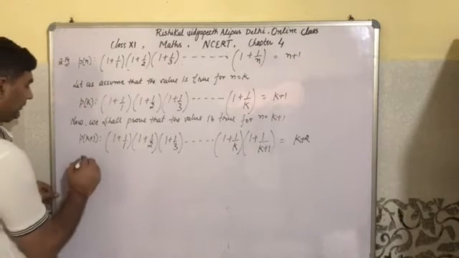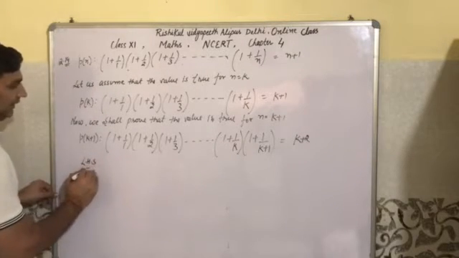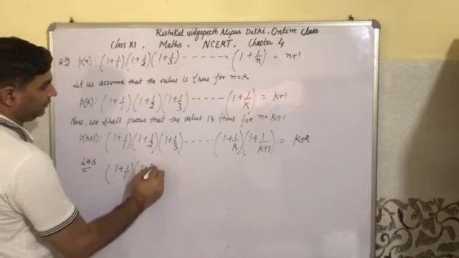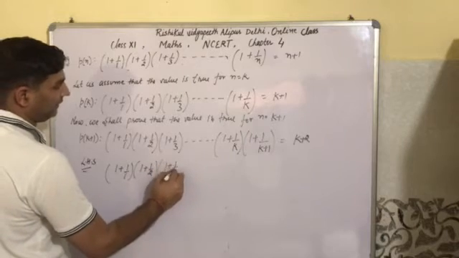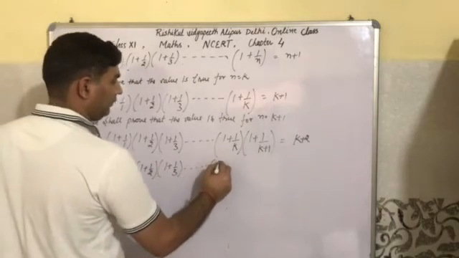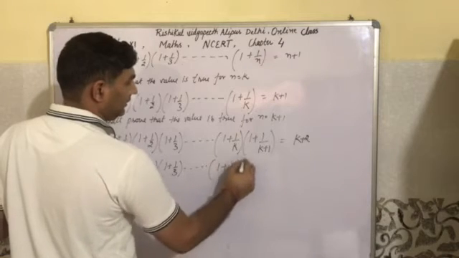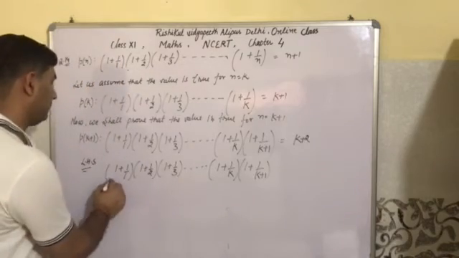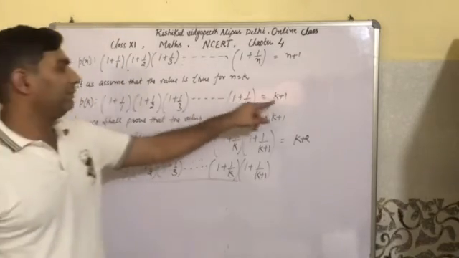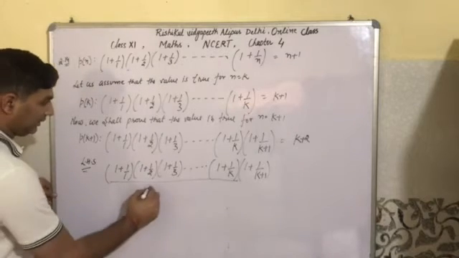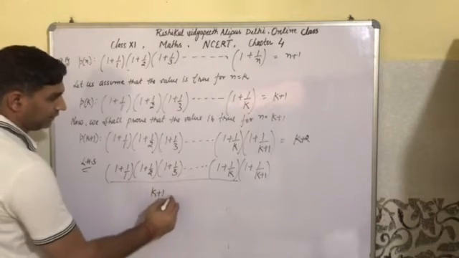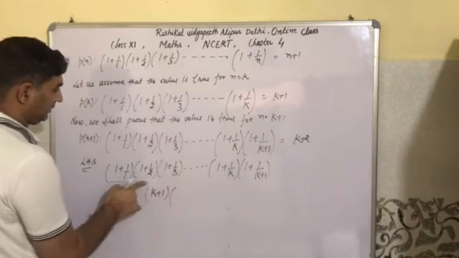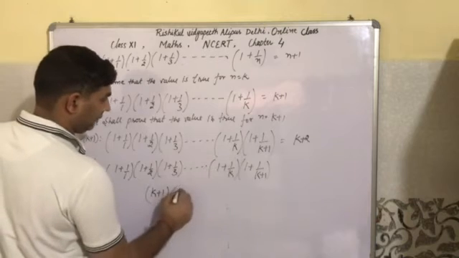Then the left hand side is 1 plus 1 by 1, 1 plus 1 by 2, 1 plus 1 by 3 and so on up to 1 plus 1 by k, and this 1 plus 1 by k plus 1. And this value is p of k, and p of k is k plus 1.